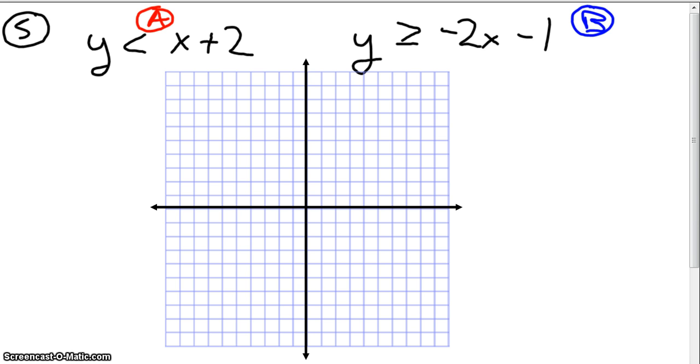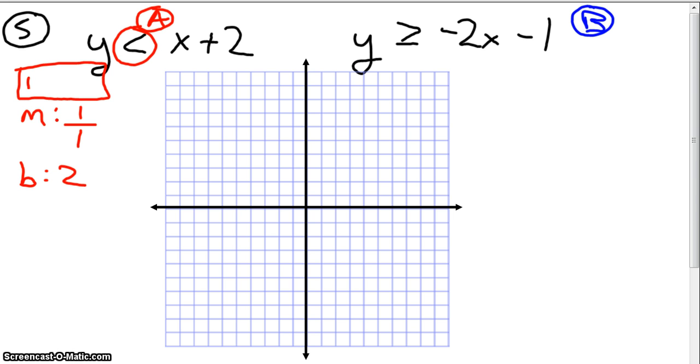Okay, so the first inequality, we see it is in our favorite form. Let's say that form together. Slope y-intercept form. So the slope of inequality A is 1. Ooh, it's tricky. It looks invisible, but it is 1, 1 over 1. The y-intercept of that inequality is 2. It is a less than sign. So what type of line will this be? Dash. Solid. Dash. I hear both, but it's a less than sign, so it is dash.